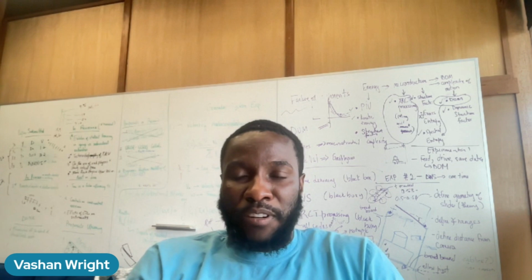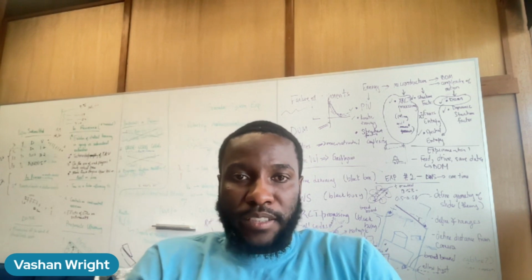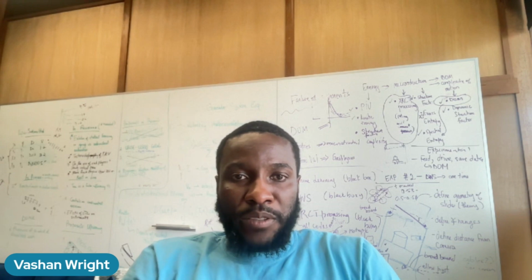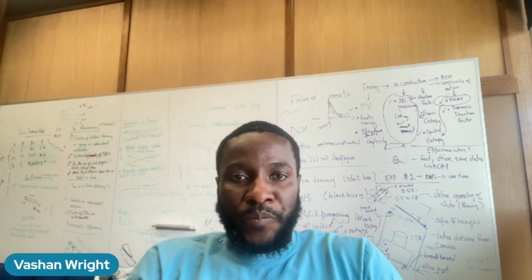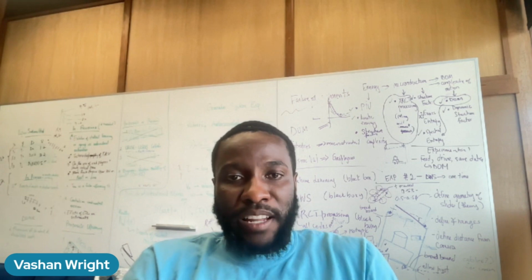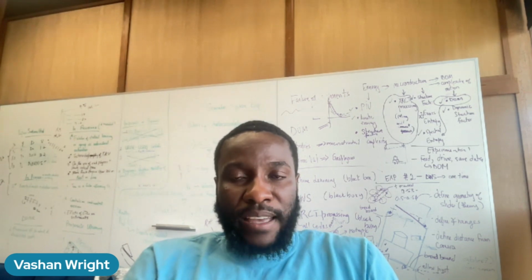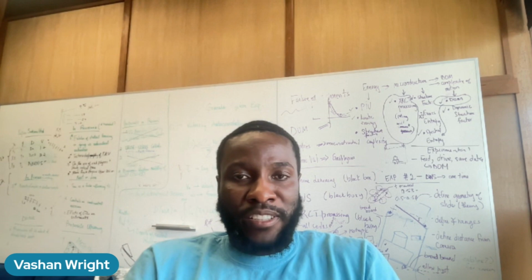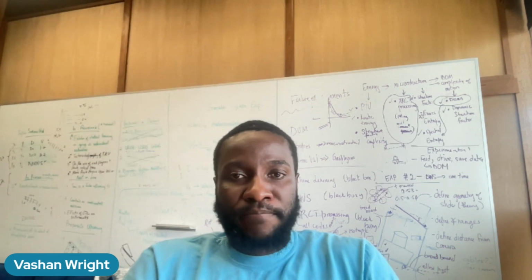So I'm Vashan Wright. I'm a professor at Scripps Institution of Oceanography at the University of California, San Diego. And in general, I study landslides, earthquakes, and on Mars, I study the hydrological cycle. Where is water? Is there water on Mars? How has the planet evolved?